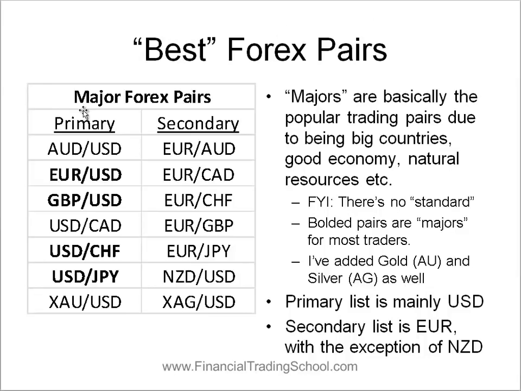So on the primary list, you have the Australian USD, the Euro USD, the Great Britain Pound USD, USD CAD, Canadian Dollar, USD and Swiss franc, USD Japanese Yen, the gold against the USD for your primary list. Then secondary list, you have the Euro Australian, Euro Canadian, Euro Swiss franc, Euro Pound, Euro Japanese Yen, New Zealand Dollar USD, and Silver USD.